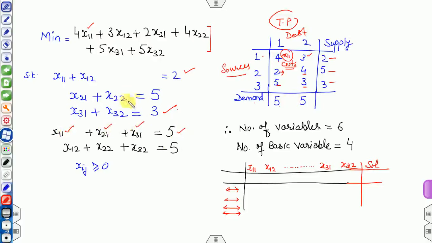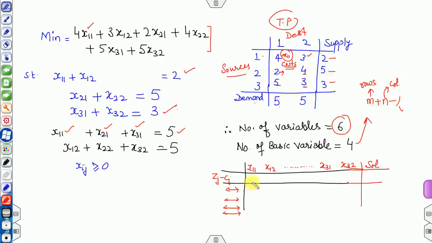Okay, now when you try to solve this with the simplex method, look at how many variables there are: x11, x12 up to x32, and other slack or surplus variables as well. Look at how many variables there are in this simple example, a 3 cross 2, so 6 variables. And the number of basic variables is 4, which I calculate here as m plus n minus 1. Here m is the number of rows and n is the number of columns, so 3 plus 2 minus 1 is nothing but 4.